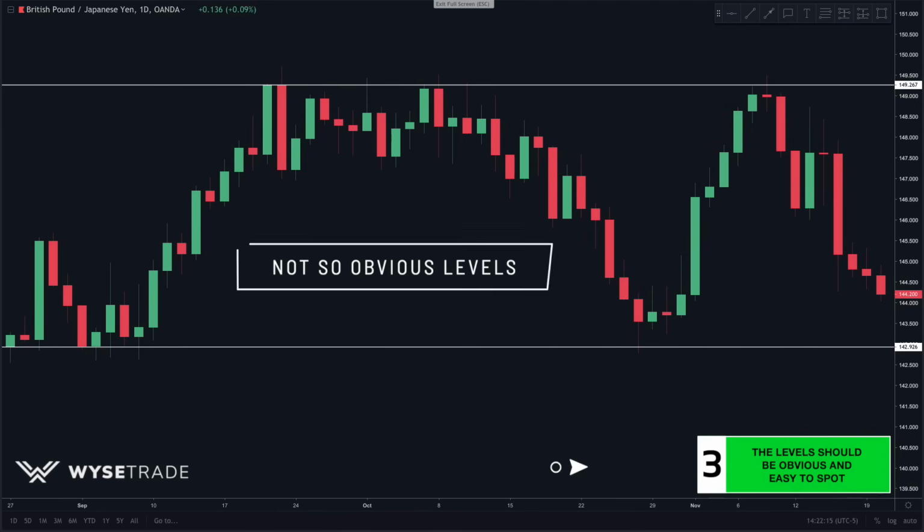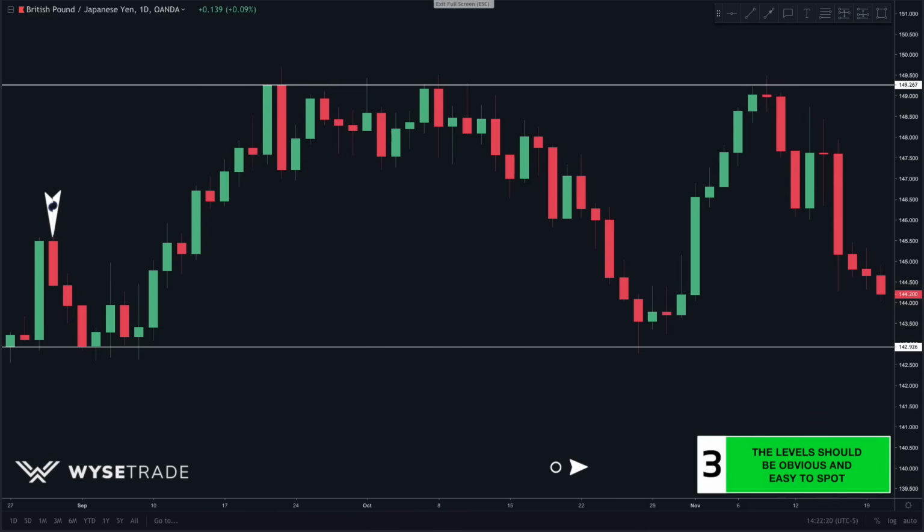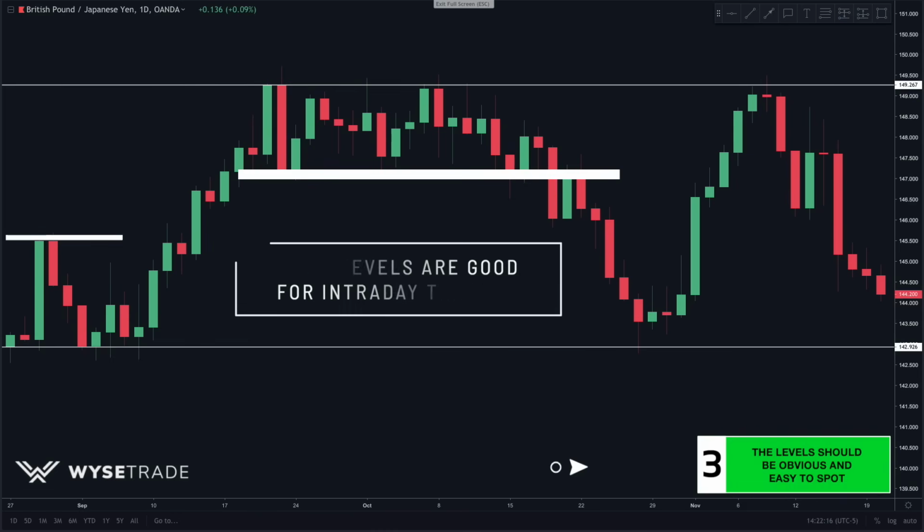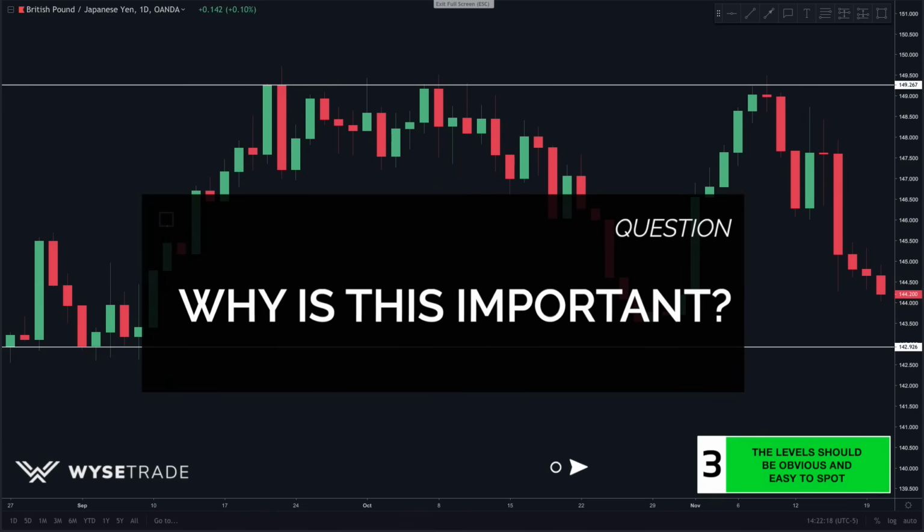In contrast, here are some minor levels that are not obvious. To the left, you have this minor level here that is not obvious. And then you have this next minor level here that is also not obvious. Minor levels are useful for intraday trading, which we will get into in a future video, but for now, focus on the obvious levels. So why is this important?